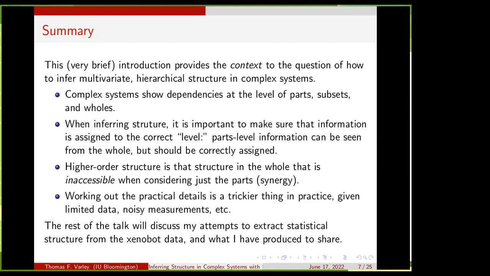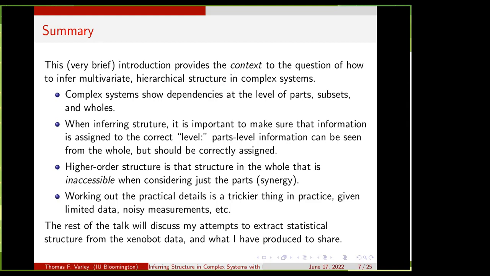Okay, so for the rest of the talk, I'm going to talk more specifically about the specific things that I did to extract statistical structure from the Xenobot data. And then at the end, I'll tell you exactly a list of everything I've produced, and I'm going to upload it all to the Google Drive, so you all can have fun with it.